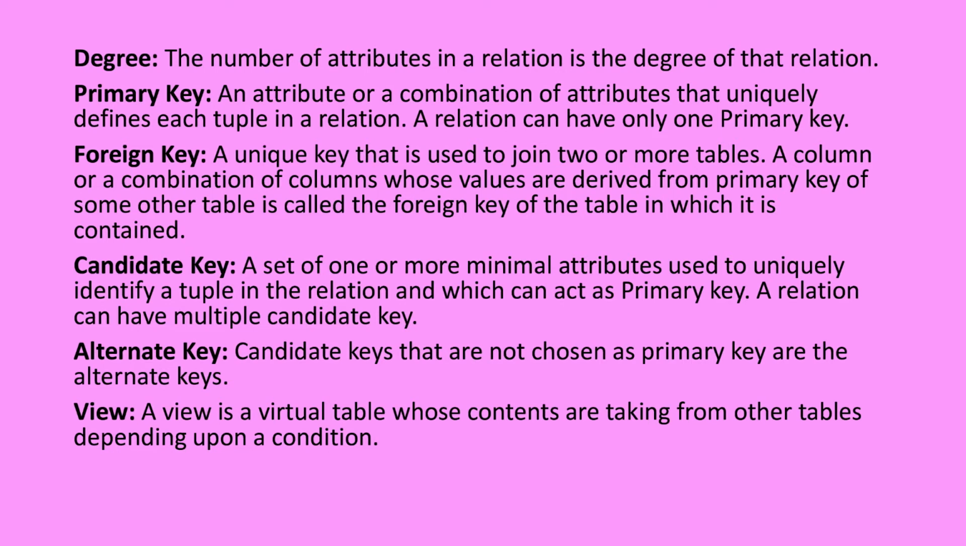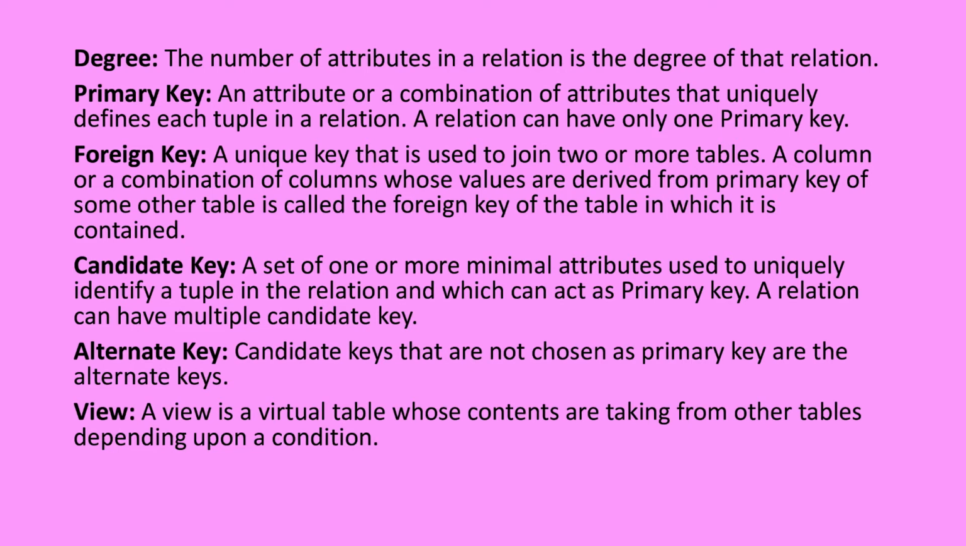Next is primary key. An attribute or a combination of attributes that uniquely defines each tuple in a relation is known as primary key. A relation can have only one primary key. Foreign key. A unique key that is used to join two or more tables. A column or a combination of columns whose values are derived from primary key of some other table is called the foreign key of the table in which it is contained.